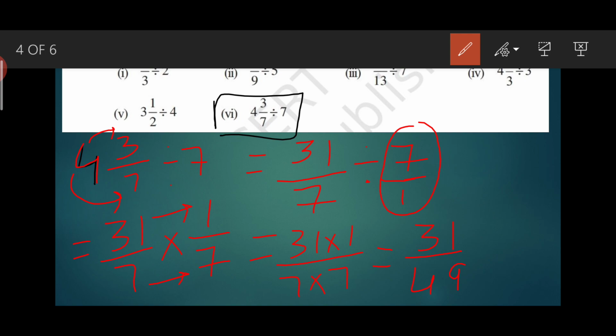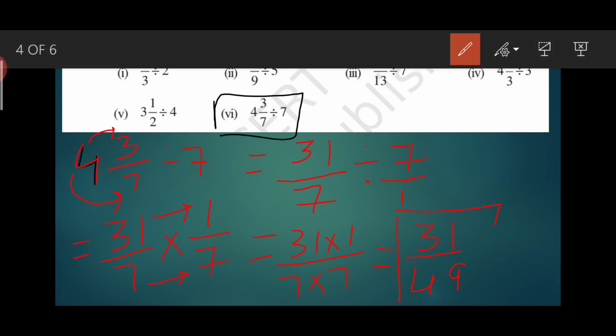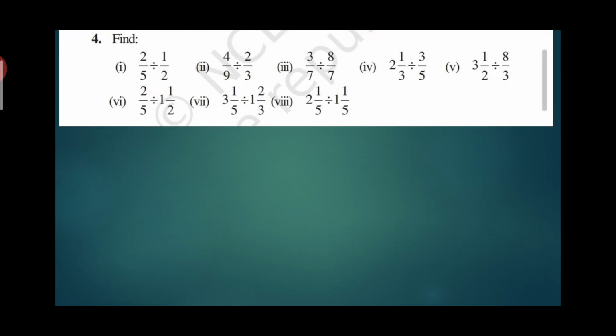Again you can see the numerator is less than the denominator, so we cannot divide it further. So it will be our answer, that is 31 upon 49. This is our answer of the sixth part. The rest of the parts you have to do by yourself. Now moving on to question number 4. Question number 4 is again division.